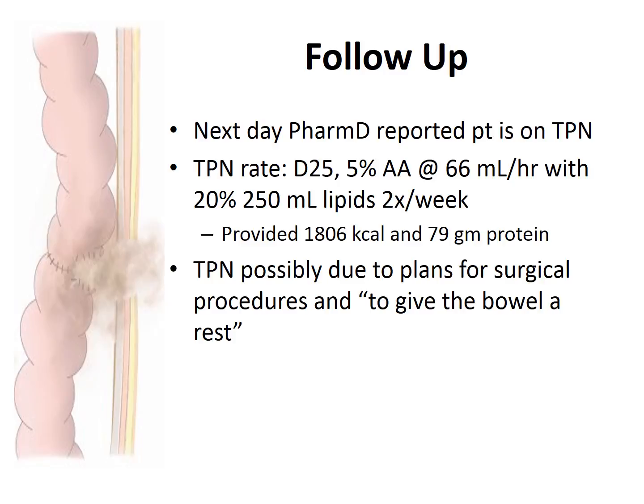It's important to note that the lipids being added twice a week was only based on a thought of there being a shortage and that this patient was a floor patient. They were not an ICU patient. So at this rate, with this solution, 1,806 calories and then 79 grams of protein were being provided.